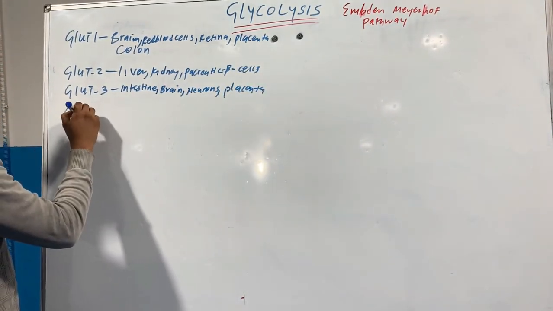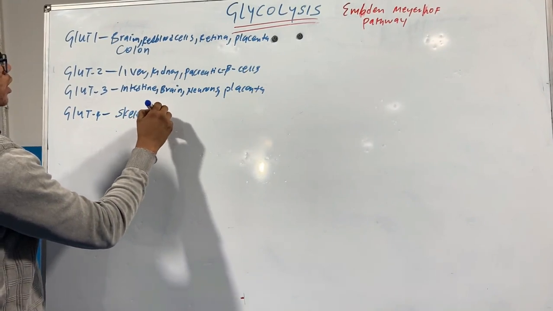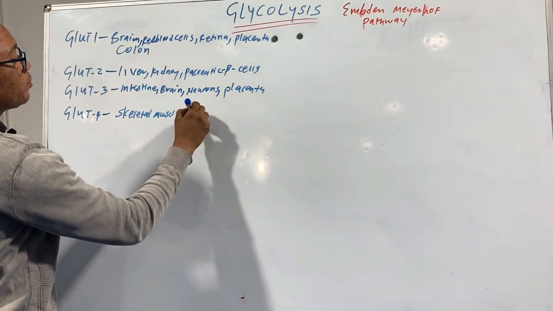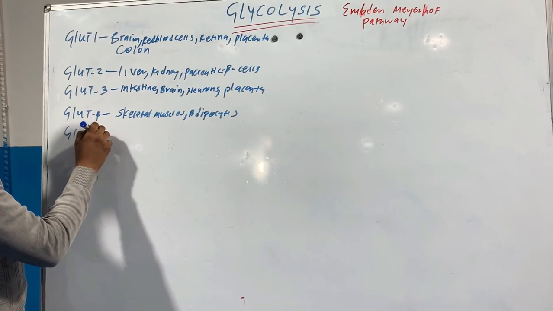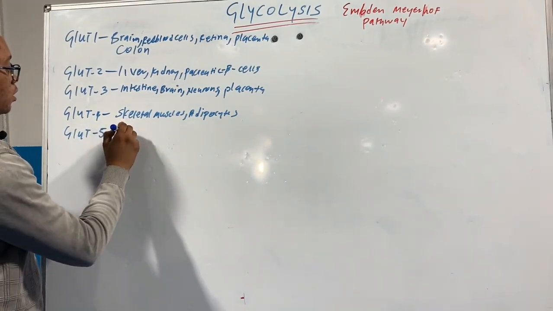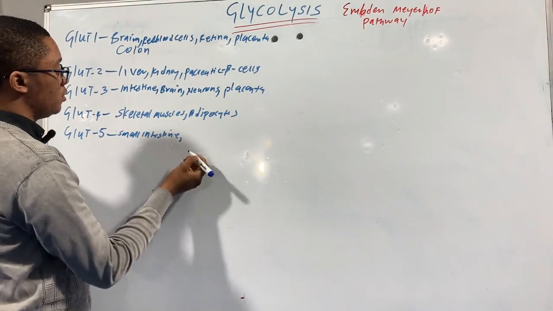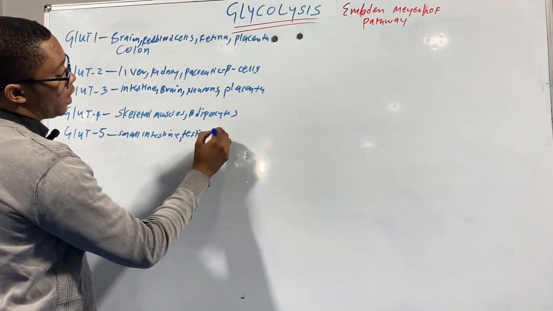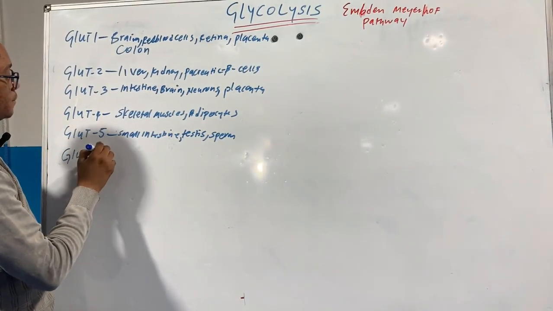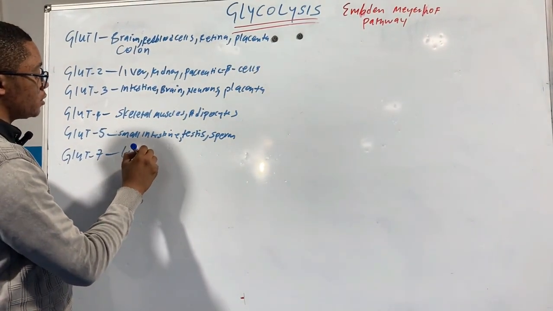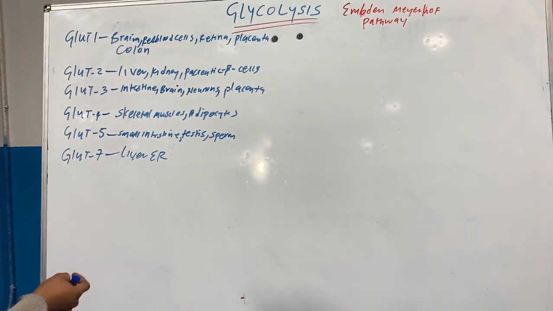All right, then glucose transporter 4 is found in the skeletal muscles, and also in adipocytes. Okay, then glucose transporter 5 is found in the small intestine. It's found in the testes and the sperm. Okay, then glucose transporter 7 is found in the liver and the endoplasmic reticulum. Okay, so these are the glucose transporters in the human body and where they are found.